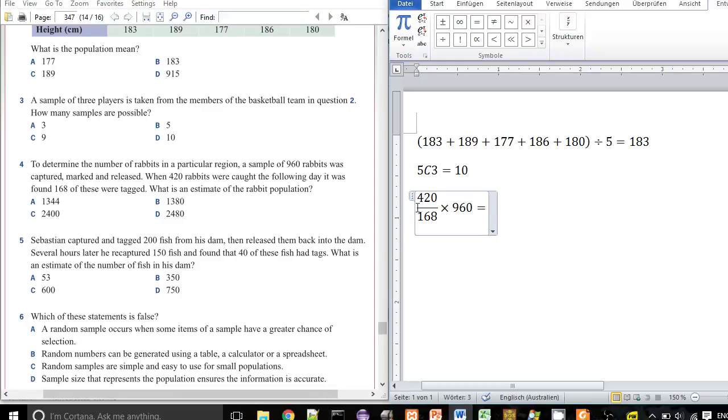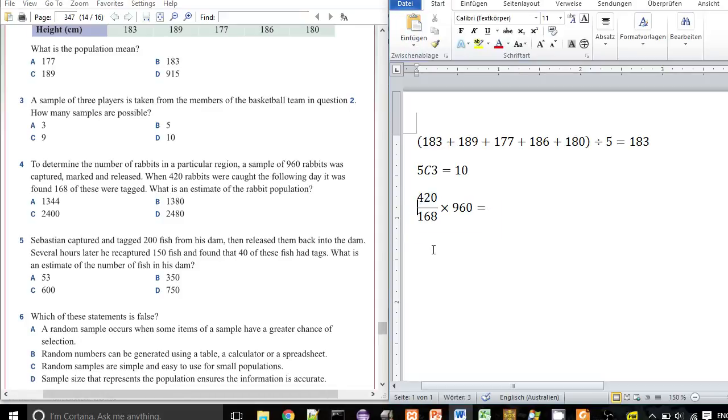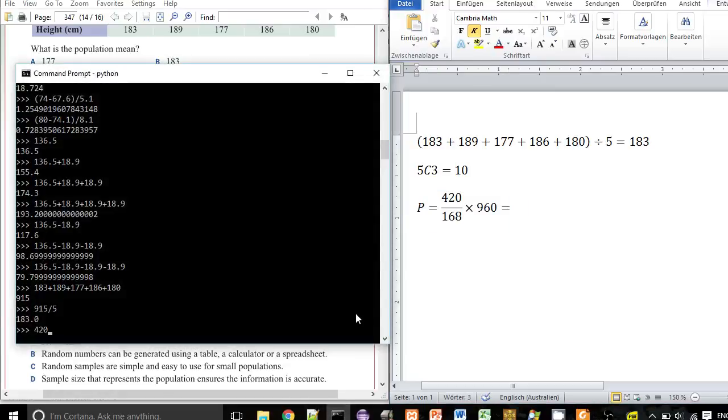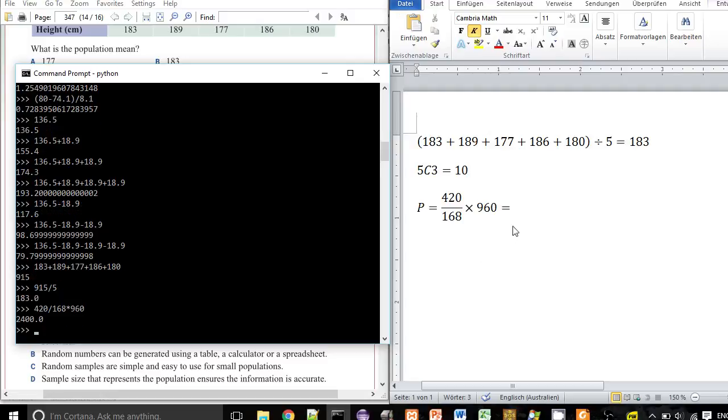Okay, I don't know if you want to write like a P for that. It's just an estimate though. So 420 over 168 times 960, 2,400.